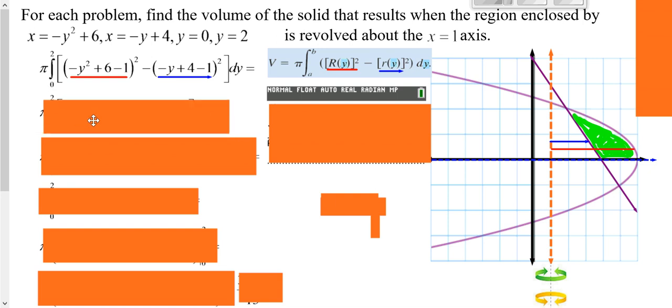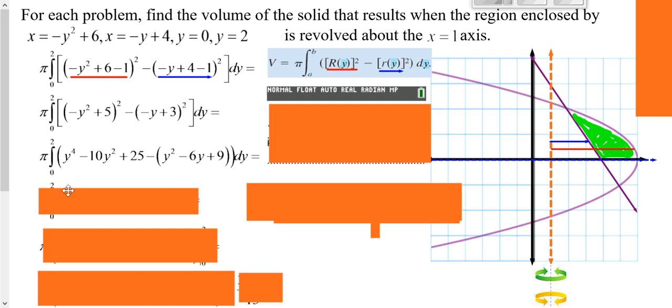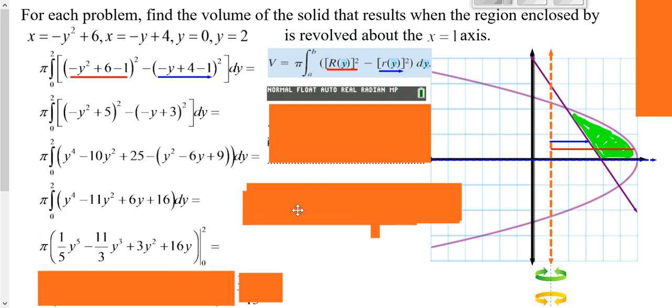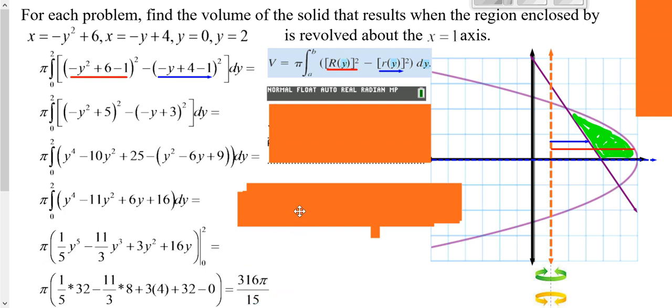So we'd want to go ahead and simplify a little bit: 6 minus 1 is 5, and our 4 minus 1 is our 3. You'd want to FOIL this out, distribute through your negative, collect like terms, and we get this. Now that's pretty easy to integrate, so you integrate, plug in your 2 minus what you get when you plug in your 0, and plugging in 0 doesn't change anything.